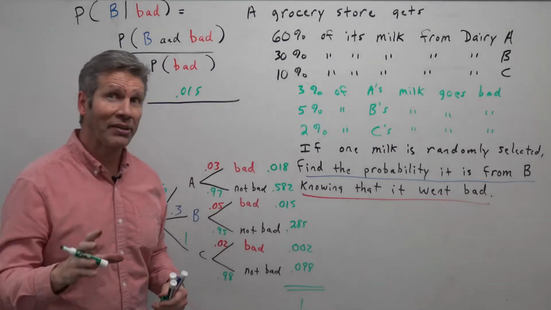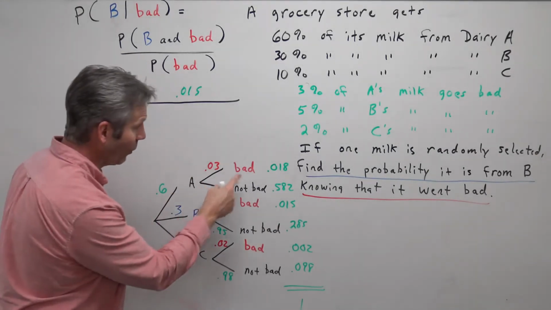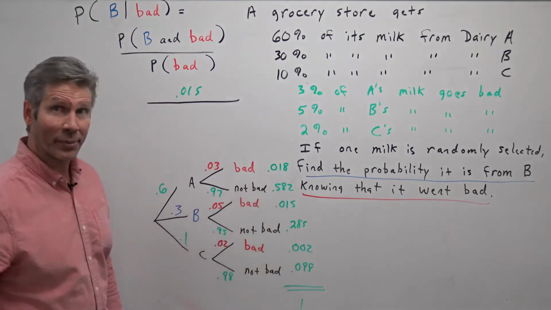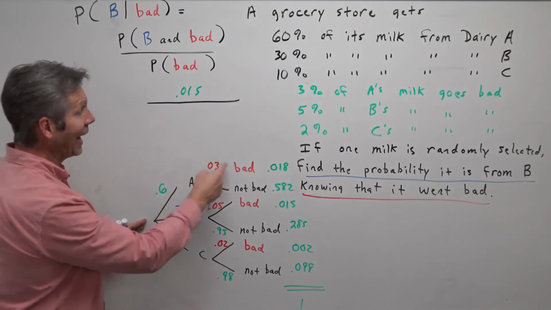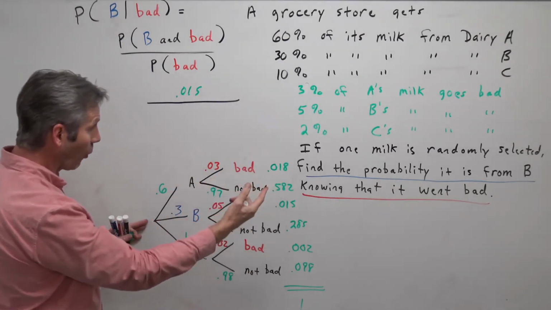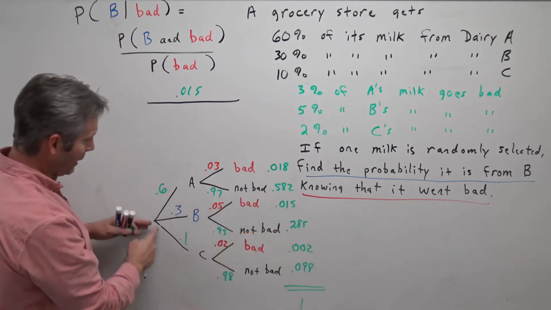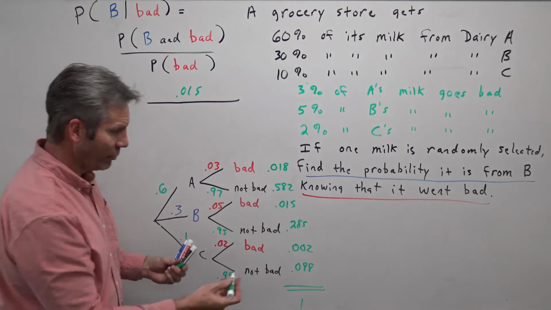Now we rephrase using and or. Where can the milk go bad? It can go bad here, or here, or here, so we add those probabilities up. So why do we add them up? Well, we get from A and it went bad, that's that amount, or we're going to add to that, it came from B and it went bad, or it came from C and it went bad, so we multiply all those together and we add them up.